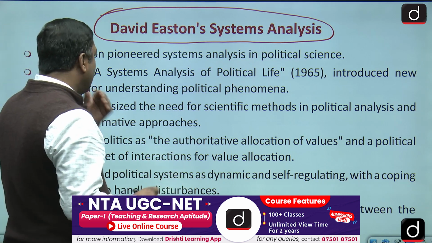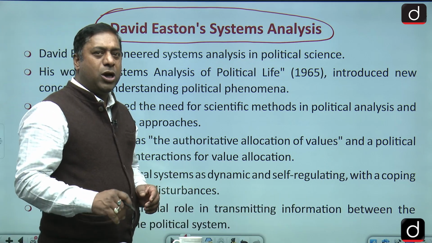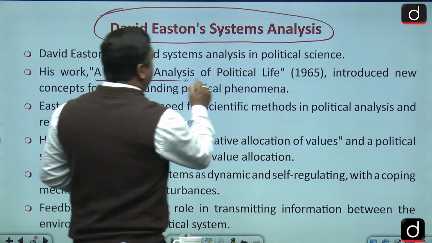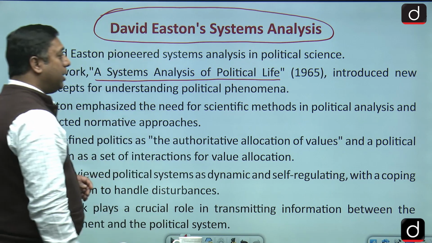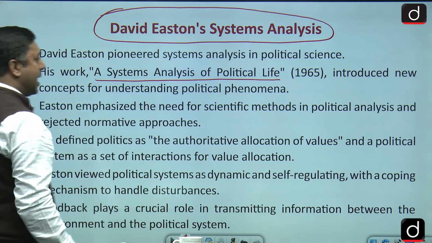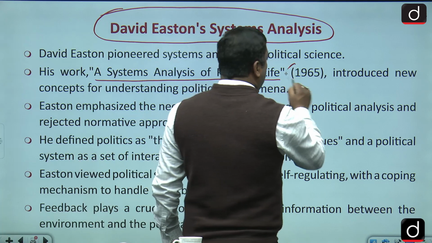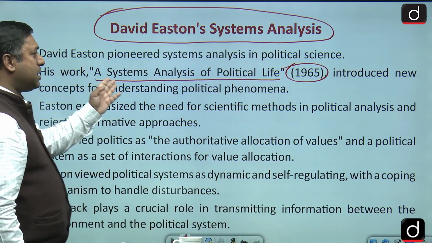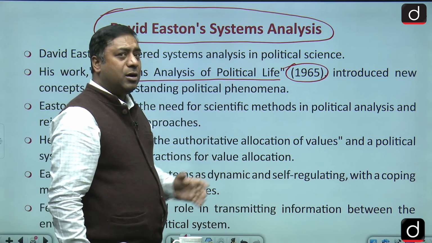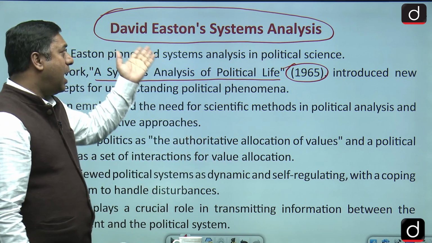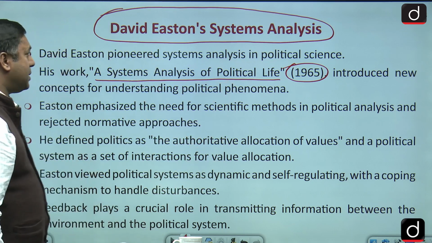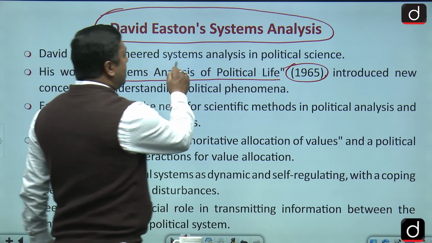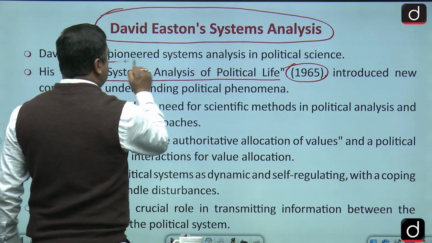Okay, you all have kept your copies in front of you. Write it down. The first thing, A Systems Analysis of Political Life. Who wrote it? David Easton. So who wrote what? This is it. A Systems Analysis of Political Life, 1965. And who wrote it? David Easton. Let's read. Now David Easton pioneered the systems analysis in political science.